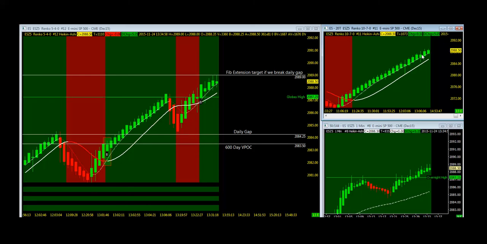We break above overnight high. You're managing on the way up, and you're right. Fib extension breaks a little bit higher. Where do we go?